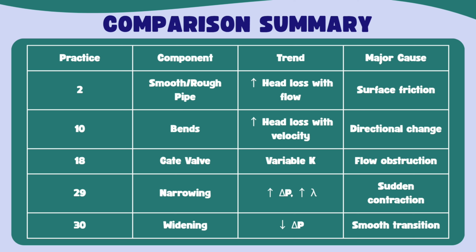Summing it all up, each component affects the flow differently. Roughness and sudden changes create turbulence, while smooth transitions allow steady flow. We can see a clear connection between flow design and energy efficiency.